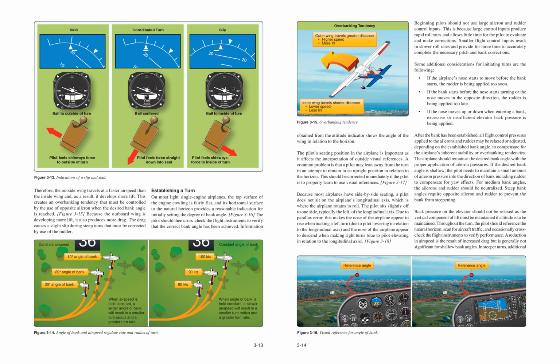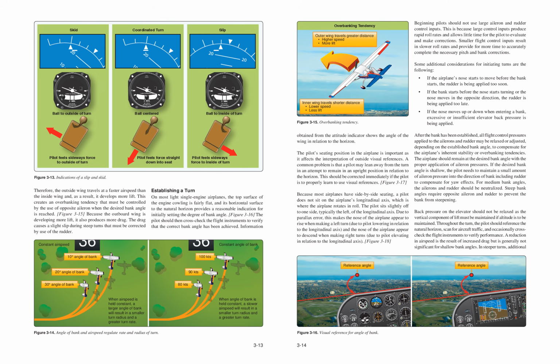Bank angle is obtained from the attitude indicator, which shows the angle of the wing in relation to the horizon. The pilot's seating position in the airplane is important as it affects the interpretation of outside visual references. A common problem is that a pilot may lean away from the turn in an attempt to remain in an upright position in relation to the horizon. This should be corrected immediately if the pilot is to properly learn to use visual references.